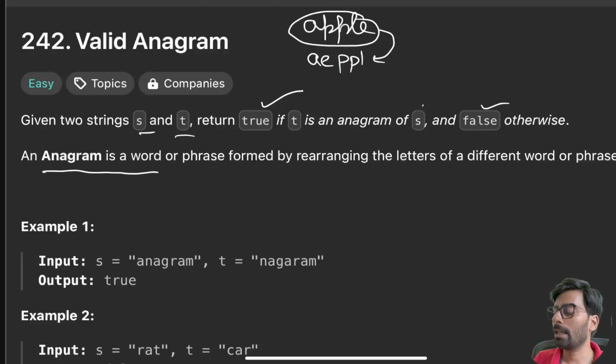same characters as an original word, but in a different position. So this is just an arrangement of the same set of letters. So we need to find if S and T follow the same rule. Basically, if they are anagrams of each other.